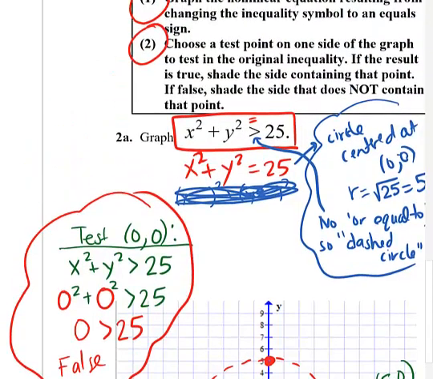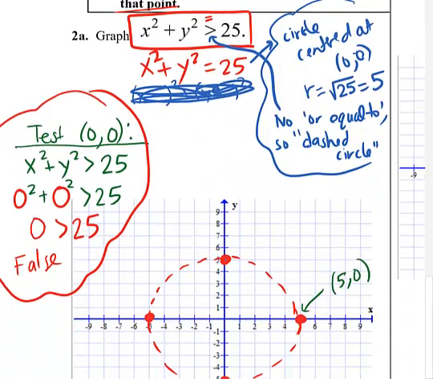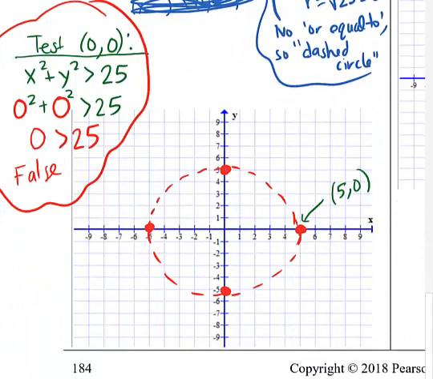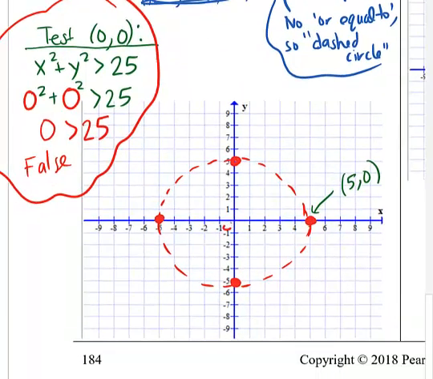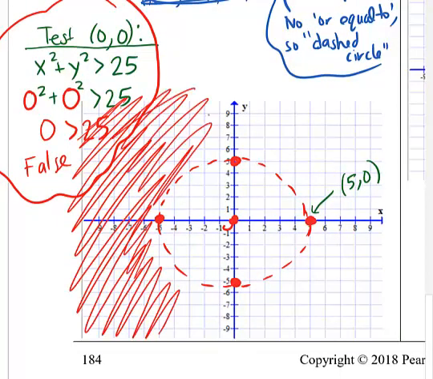It says, if the result is true, you want to shade the side that does contain that point. Well, we did not get a true. We got false, so if false, shade the side that does not contain that point. Okay, so we're either shading inside the circle or outside. Since that point, the origin, was inside, we don't want that because we got false. That means we want outside. We tested something inside, we got a false statement. That means that was bad.